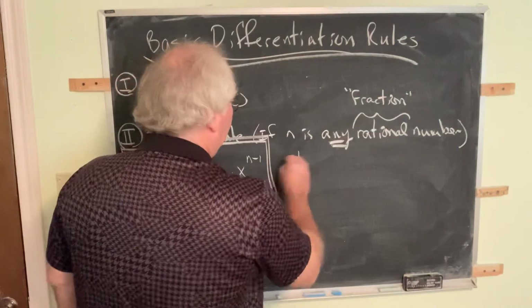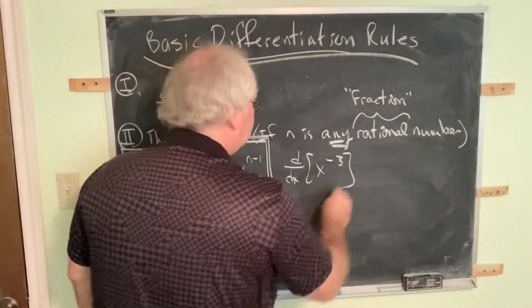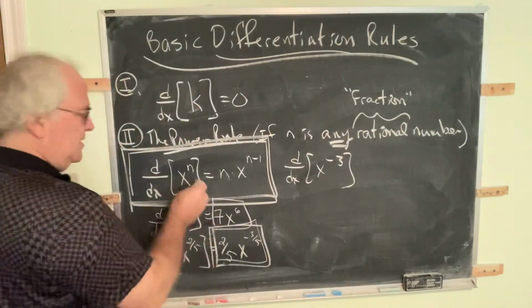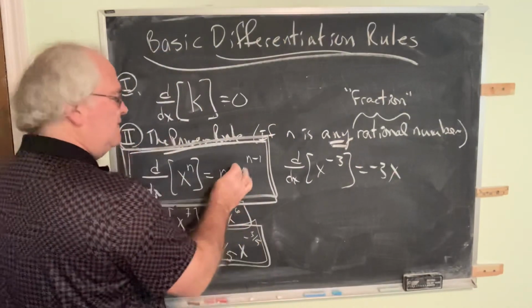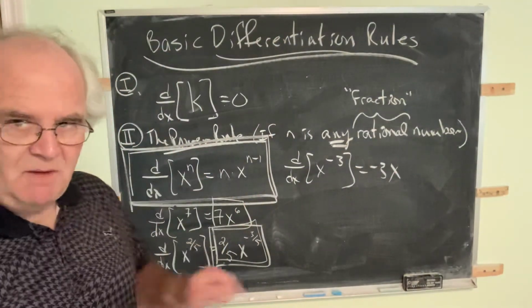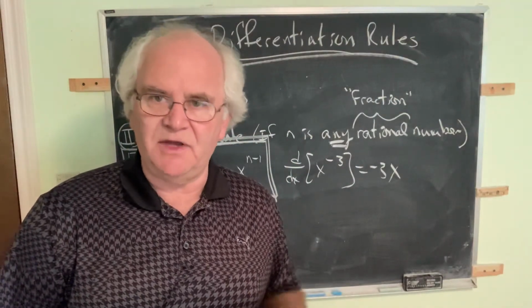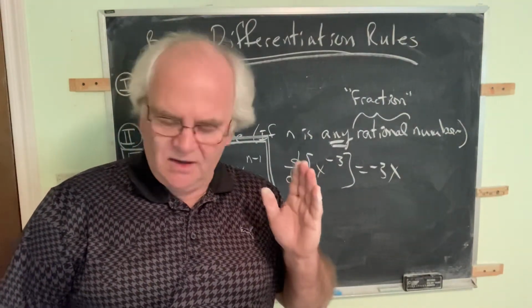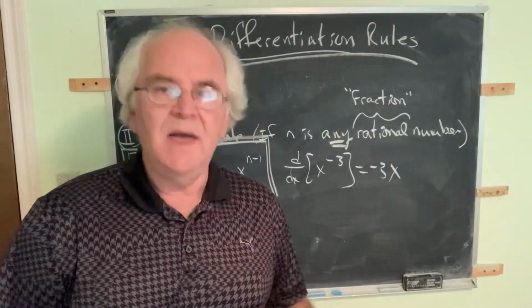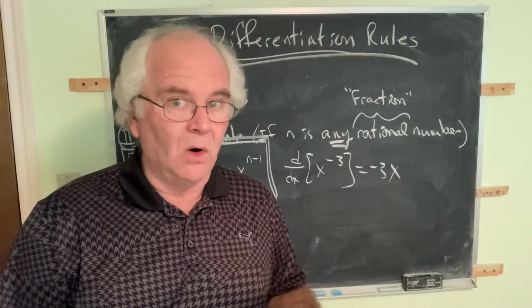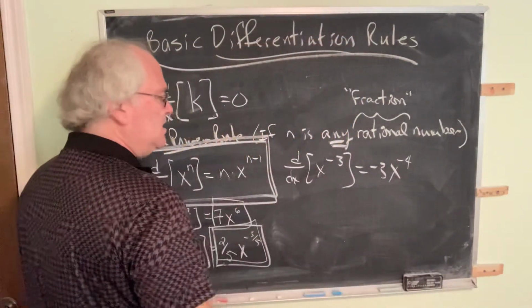It doesn't matter what the fraction is. The same rule would apply. What if I had x to the negative 3? Well, do the same rule. Multiply, and then I need to take negative 3 minus 1. You've got to make sure you do the arithmetic correctly. I'll get Calc 3 students who say negative 3 minus 1 is negative 2. No. Negative 3 minus 1 is negative 4.